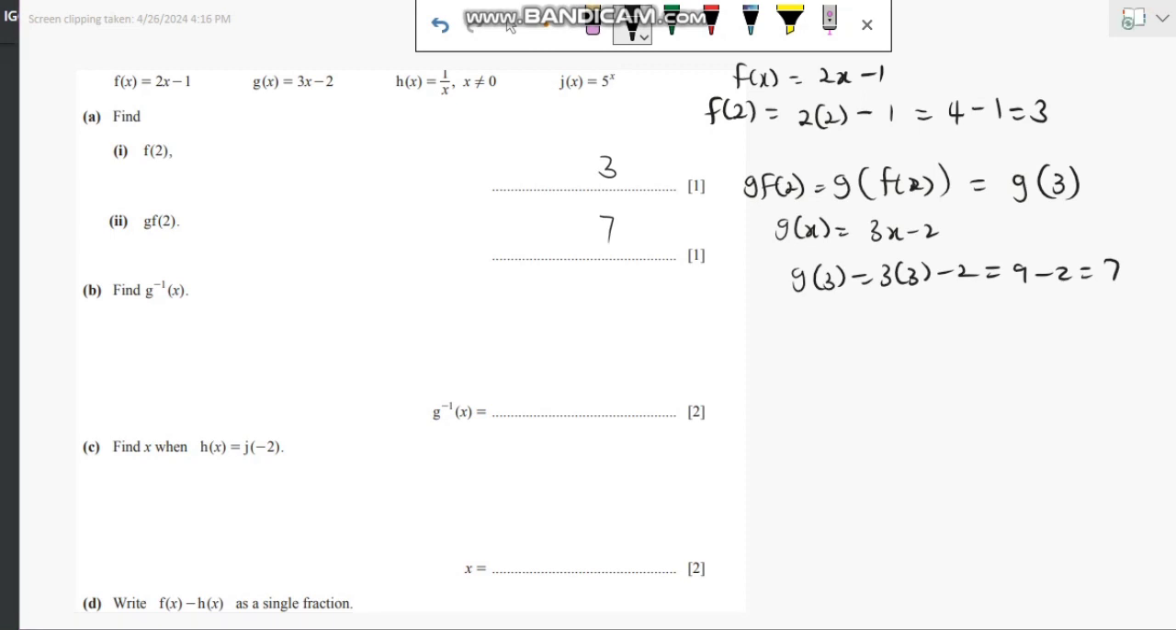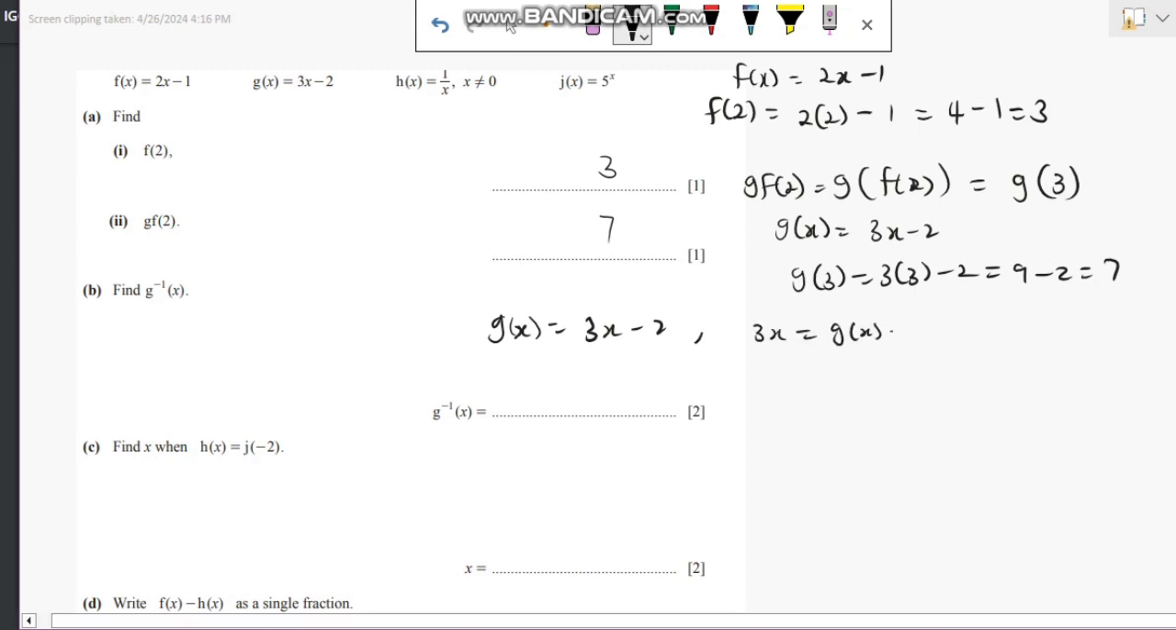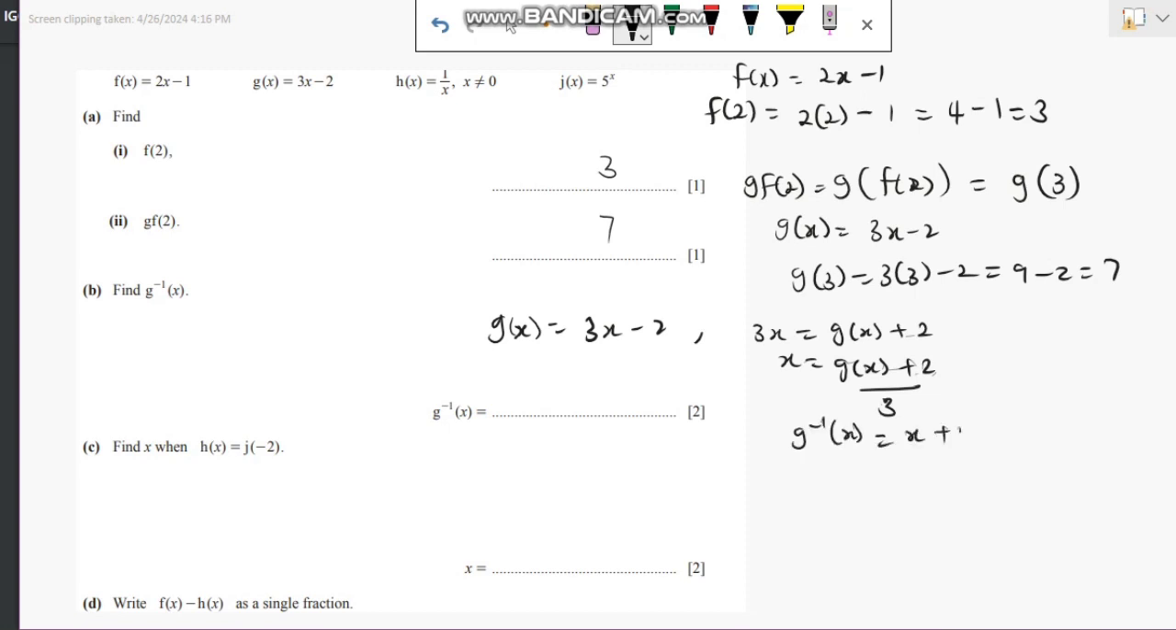So to solve g inverse of x, you write your g of x, which is 3x minus 2, and you make x the subject of the formula, then you change it to g inverse of x. That's basically how it is done. So here, making x the subject, you have 3x equals g of x plus 2. So x becomes g of x plus 2 over 3. So you can change your x now to g inverse of x, which is equal to x plus 2 over 3. So our answer for g inverse of x is x plus 2 over 3.